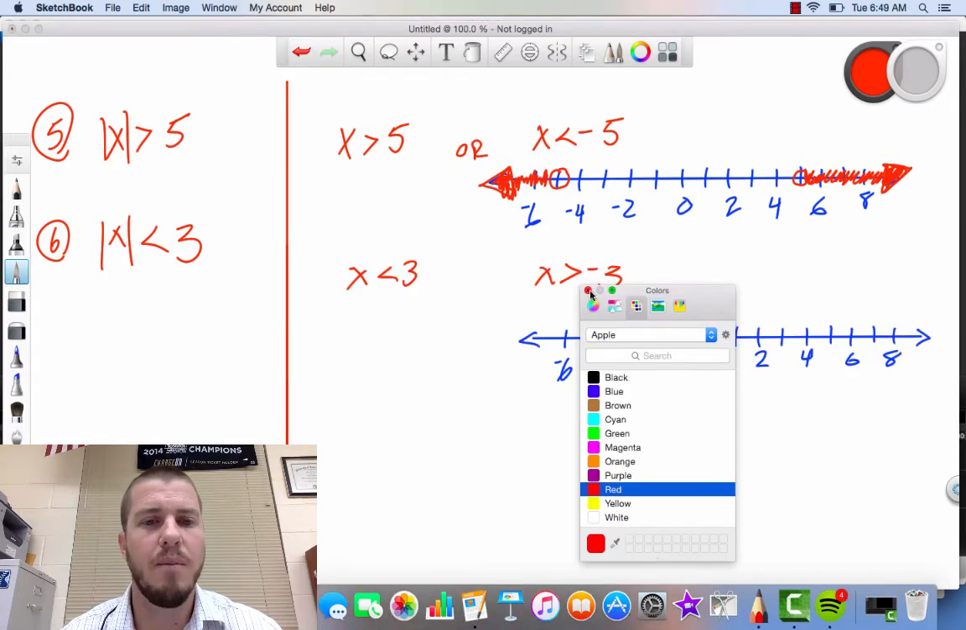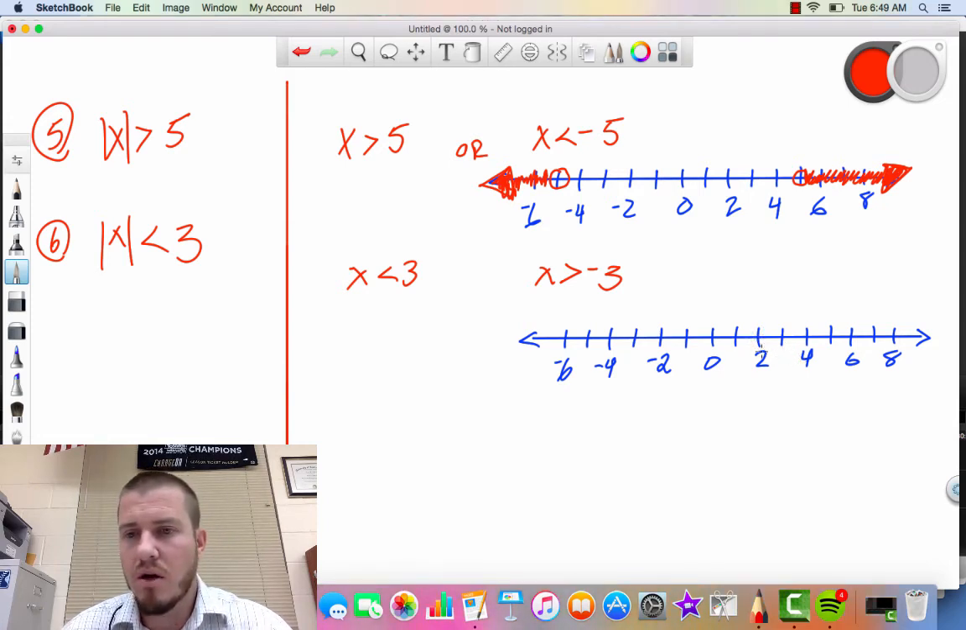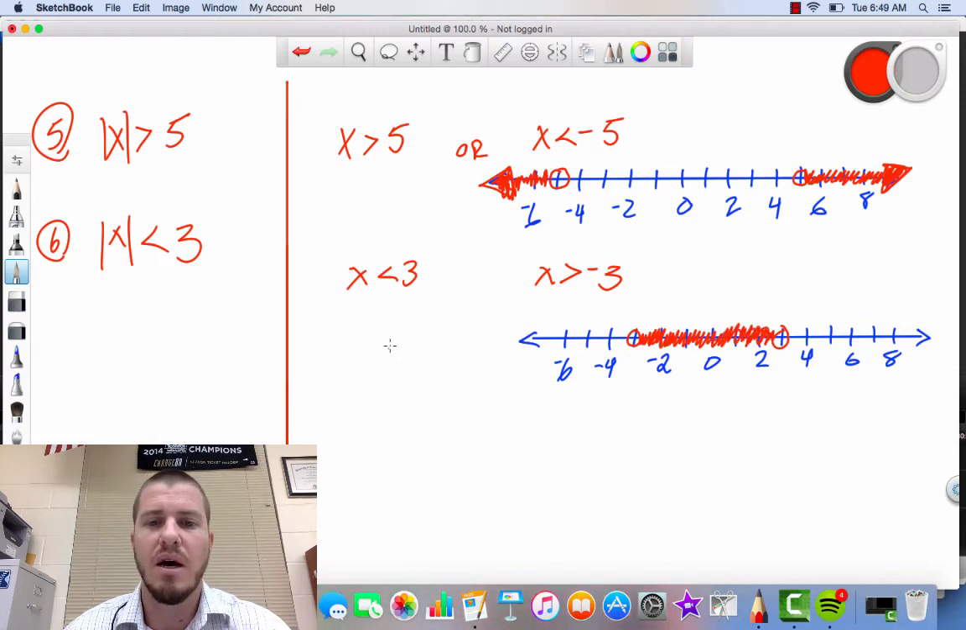Okay, and with this one, you have x is less than 3, x is greater than -3. And here we have an open circle on 3, an open circle on -3. And so it's going to be greater than from -3, less than from +3. So what that is going to be between the two. And this is going to be an "and" problem.